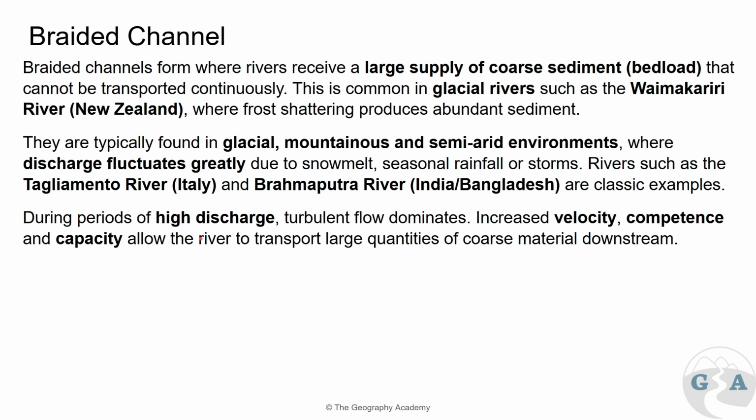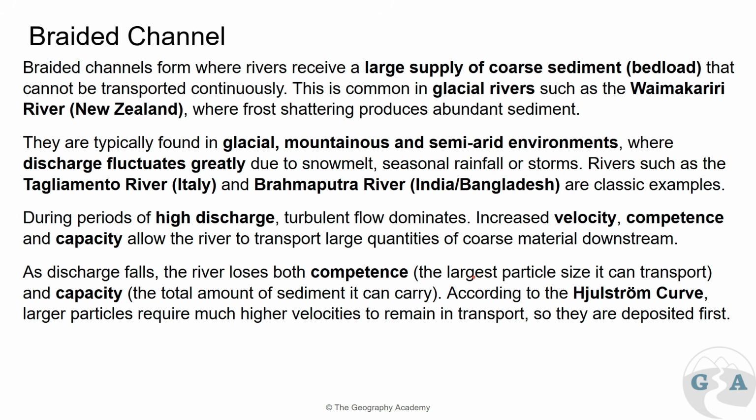During the periods of high discharge, turbulent flow dominates. Increased velocity, competence, and capacity allow the river to transport large quantities of coarse material downstream. So really focusing on keywords there: high discharge, turbulent, velocity, competence, capacity. So this is really good, concise writing here.